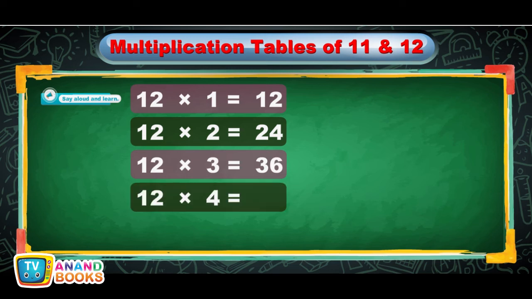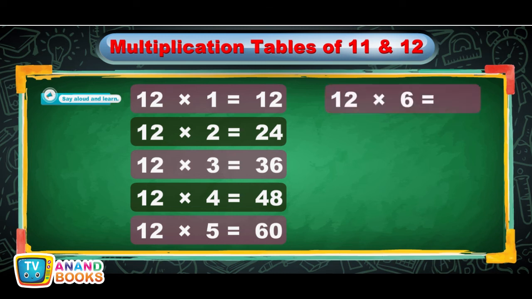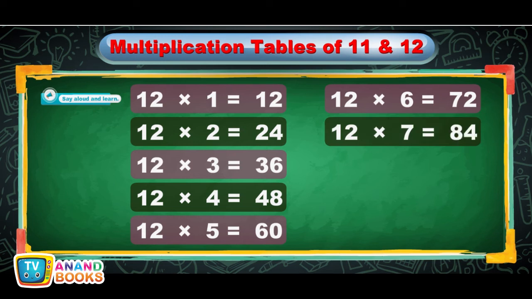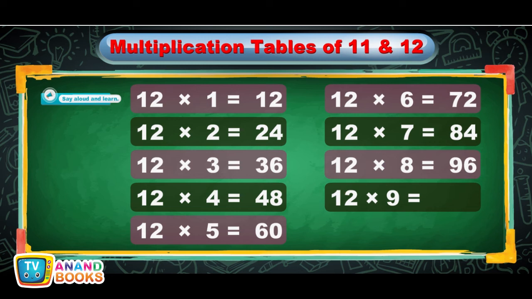12 fours are 48. 12 fives are 60. 12 sixes are 72. 12 sevens are 84. 12 eights are 96. 12 nines are 108. 12 tens are 120.